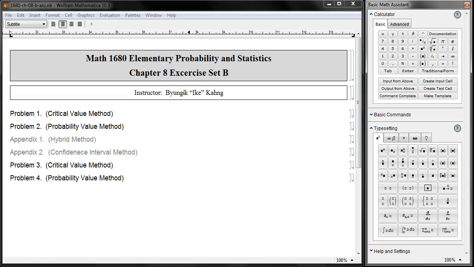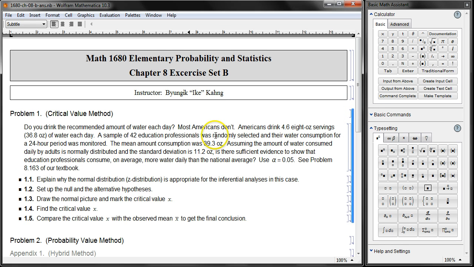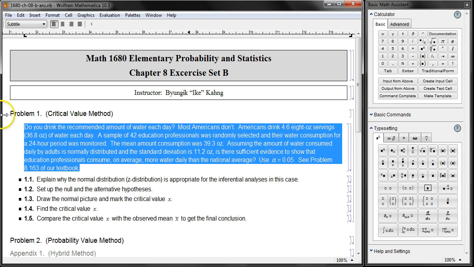Chapter 8, Exercise Set B. This exercise set is rather peculiar in that you have to use multiple methods for a single problem. Here is problem 1, and look at this context part.